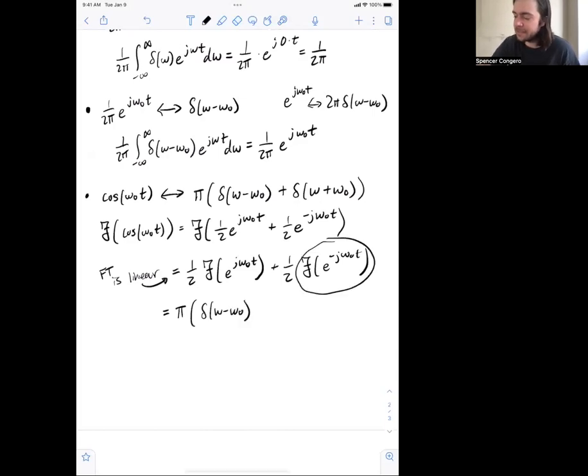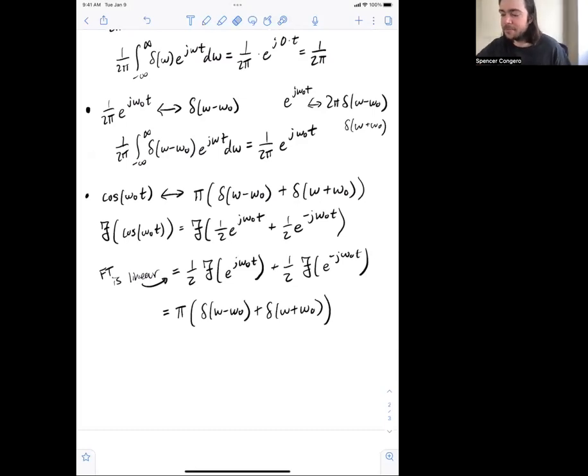Now what happens when I do the same thing over here? Well, now I just have to plug in negative omega naught, right? Because I have a negative omega naught. Now I'm going to get delta of omega minus negative omega naught, in other words, omega plus omega naught. But again, that 2 and that 1/2 will cancel, and so I'll just get pi times delta of omega plus omega naught. Okay, so that's just using this property above and the scaling property.